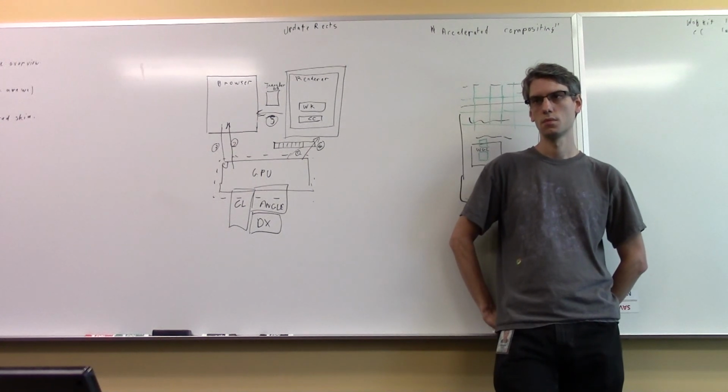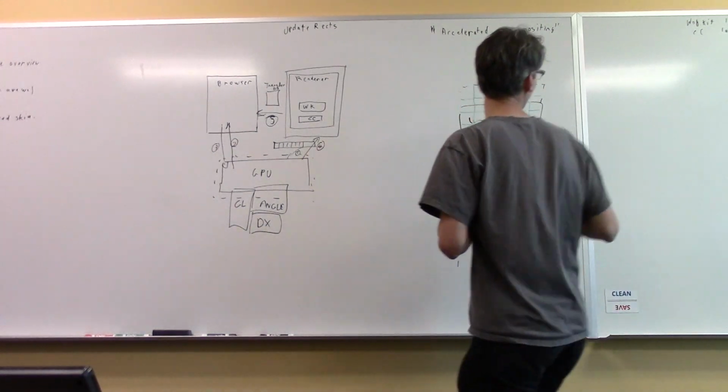So how does hardware video decoding work? Like, where does that happen?